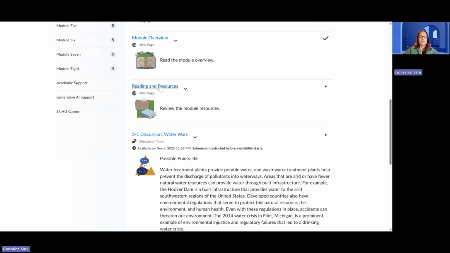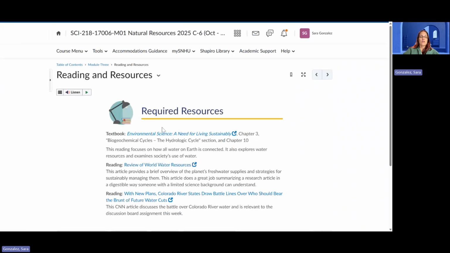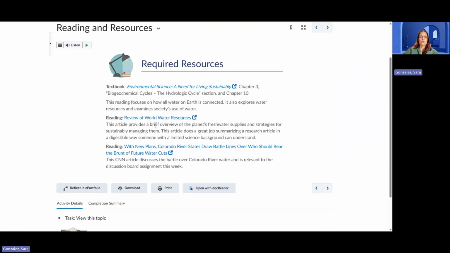Excuse me, the readings and resources here. So what you'll be expected to read from your textbook, pay attention to chapter 3 and a portion of chapter 10, looking at the hydrologic cycle. There are some extra resources as well. So reviewing the world water resources and looking at the Colorado River and some of the issues going on with who should bear the brunt of the future water cuts.